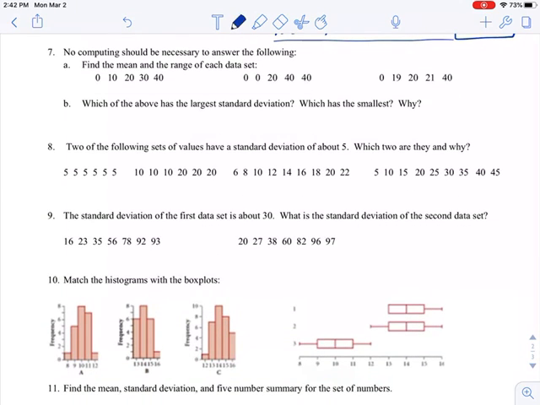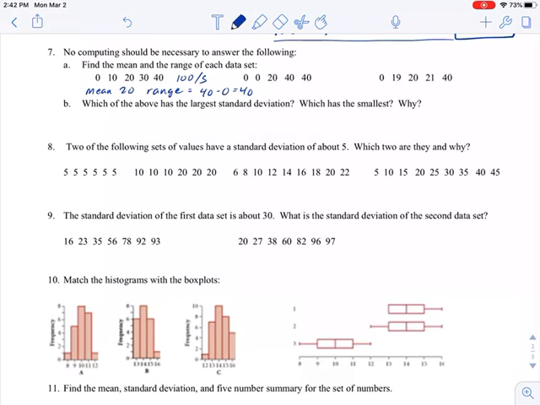Number 7, no computing should be necessary to answer the following. Find the mean and the range of each data set. Okay, the mean here is 20. If you did want to compute, you would add these all together. So 10 plus 20 is 30, 30 and 30. So this is 100 divided by 5. And then the range is the max minus the min. That'd be 40 minus 0, which is 40.